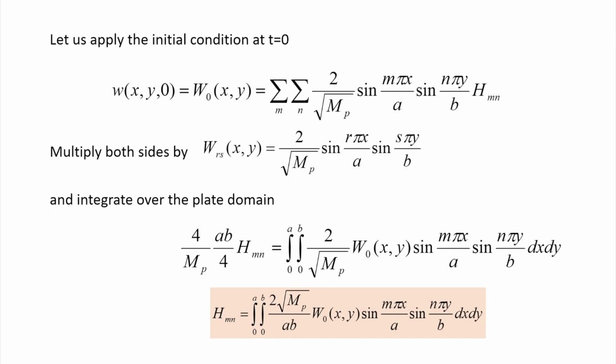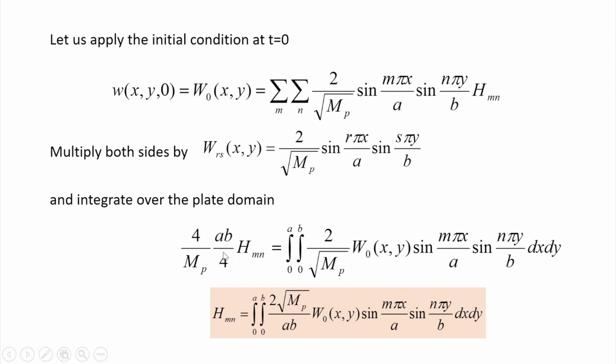So if you integrate over the plate domain, then you will get 4 by mp. How is 4 by mp coming? When you multiply this right hand side by this function, 4 by mp will come, and the integration of sin square r pi x by a dx and sin square s pi y by b, when m is equal to r and n is equal to s, we are getting a b by 4 according to the property of the sine function, and this constant hmn is there.